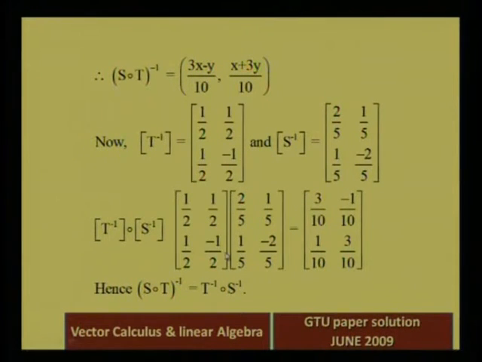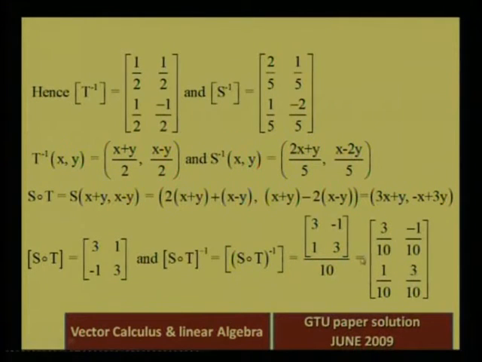1 by 2, 1 by 2, 1 by 2, minus 1 by 2, then 2 by 5, 1 by 5, 1 by 5, minus 2 by 5. That is equal to 2 by 10 plus 1 by 10, so 3 by 10, and then 1 by 2 into 2 by 5, that is 2 by 10, minus 1 by 10, that is 1 by 10, and then 1 by 2 into 1 by 5, that is 1 by 10, minus 1 by 2 into minus 2 by 5, so plus 2 by 10, so 3 by 10. So you can see this is exactly the standard matrix of the inverse of SOT.